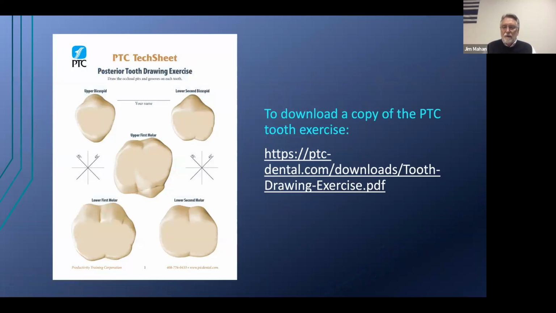Now, there's a link here to download that. If you want to download it now and practice while we're doing it, because ultimately we're going to learn how to draw these teeth and create an anatomy standard through the ability to draw. If you don't want to leave the program, you can do it at a later time, but it's there for you anytime you want to use it.